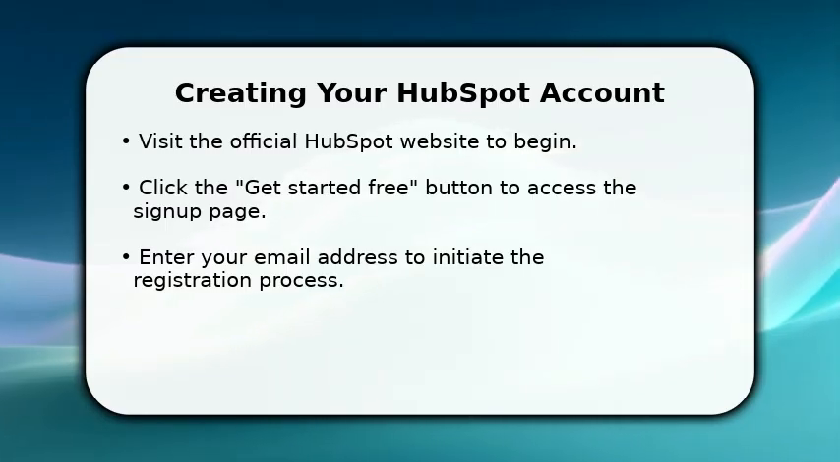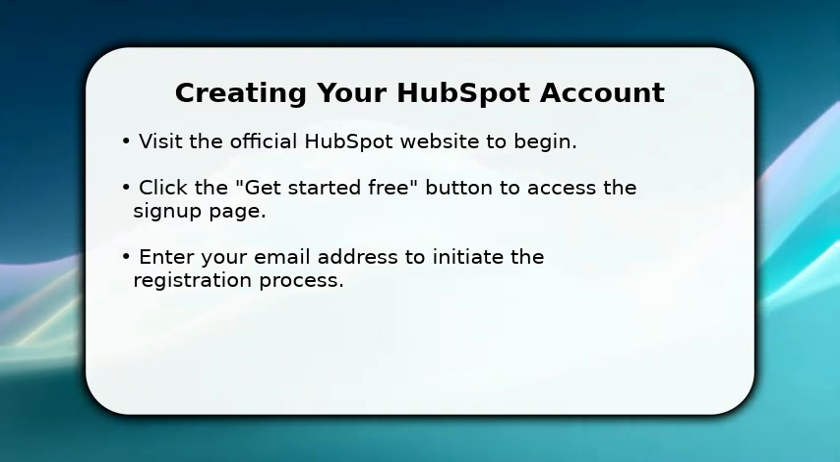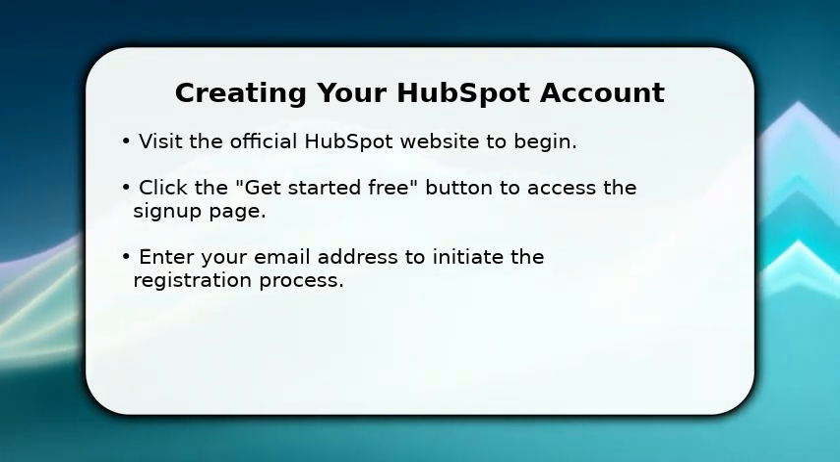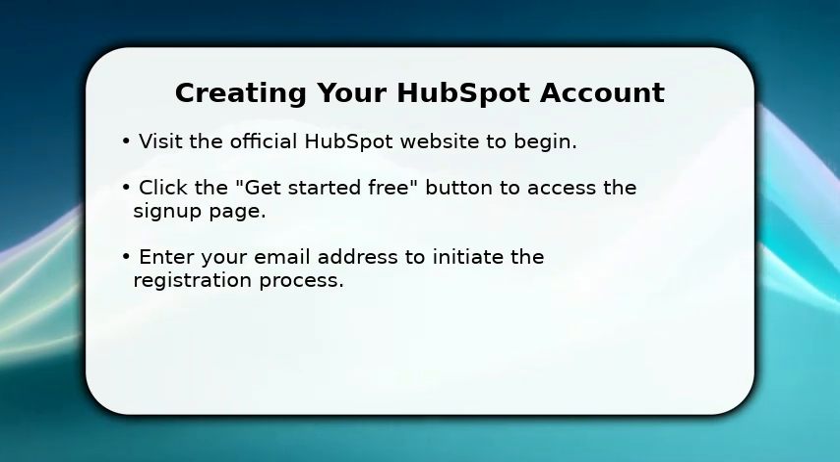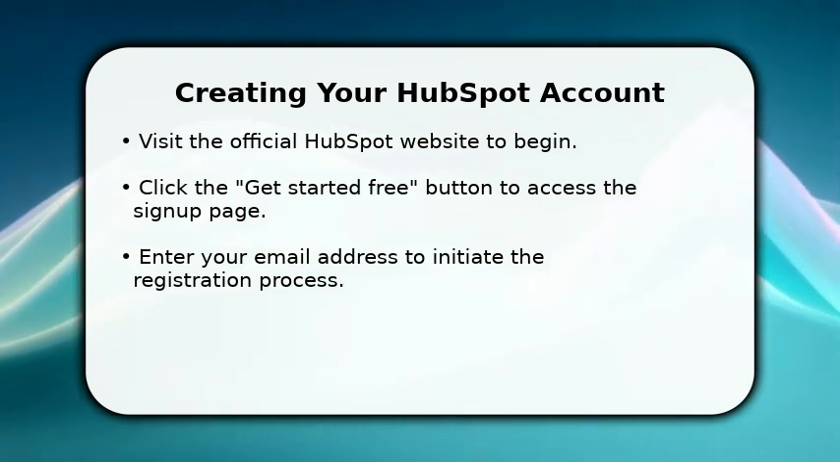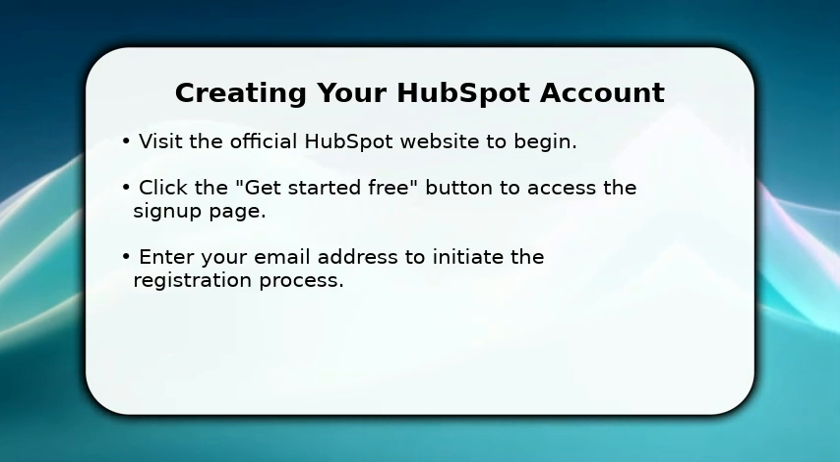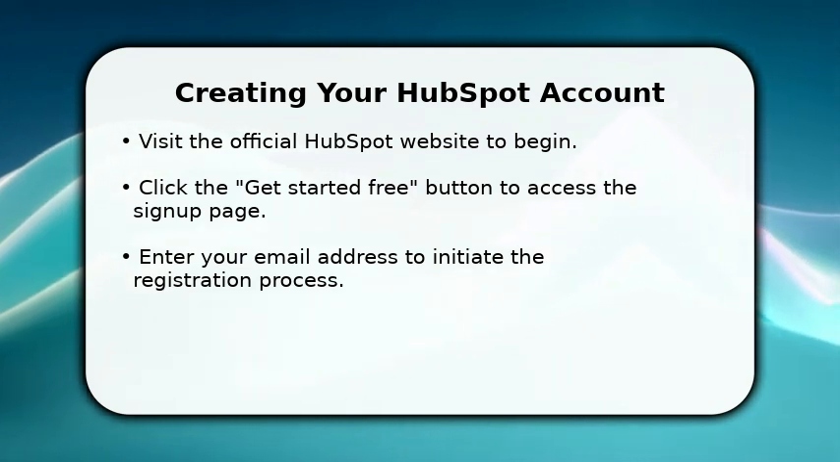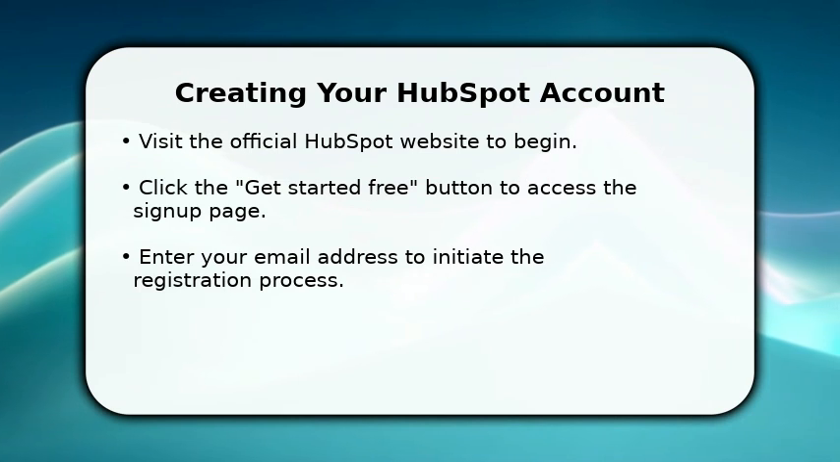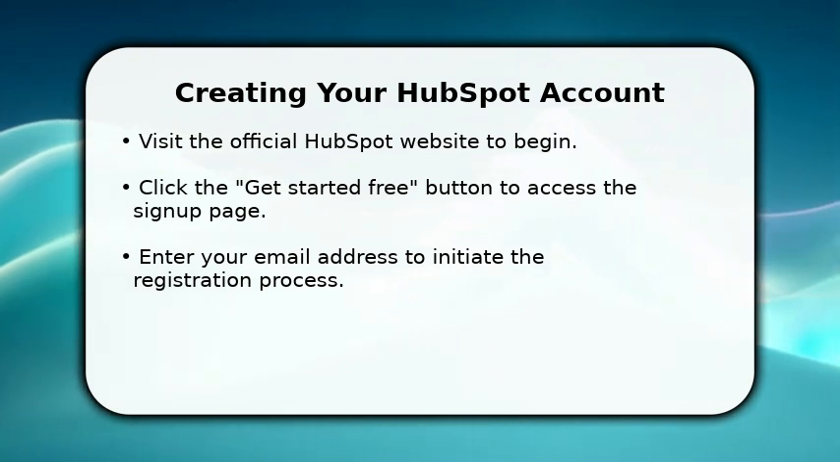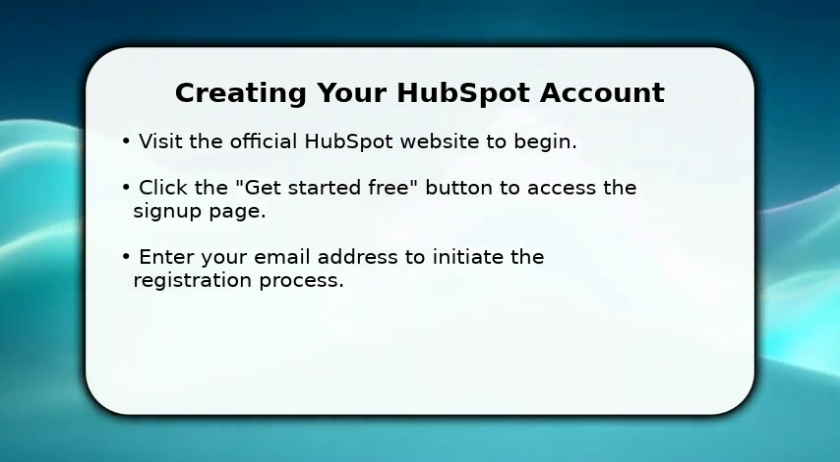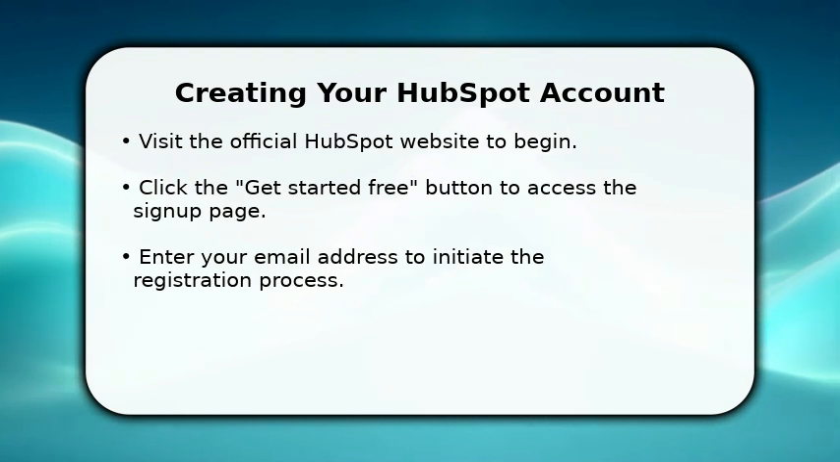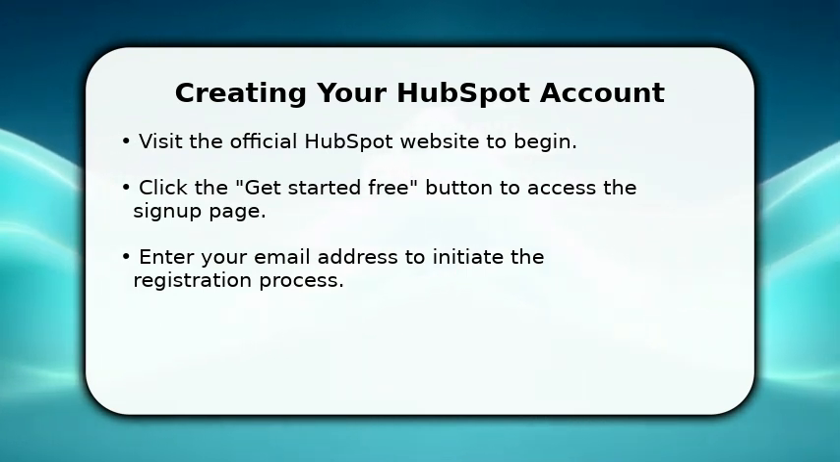In this video, I will show you how to create a HubSpot account. First, navigate to the official HubSpot website. Look for the prominent Get Started Free button, usually located in the top right corner or center of the home page. Clicking this will take you to the registration page. Here, you'll need to provide your email address to begin the quick and easy sign-up process. It's a straightforward first step to unlocking HubSpot's powerful tools.